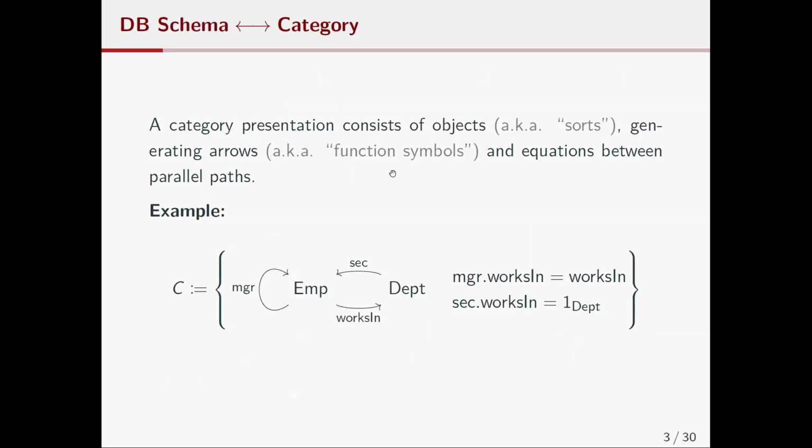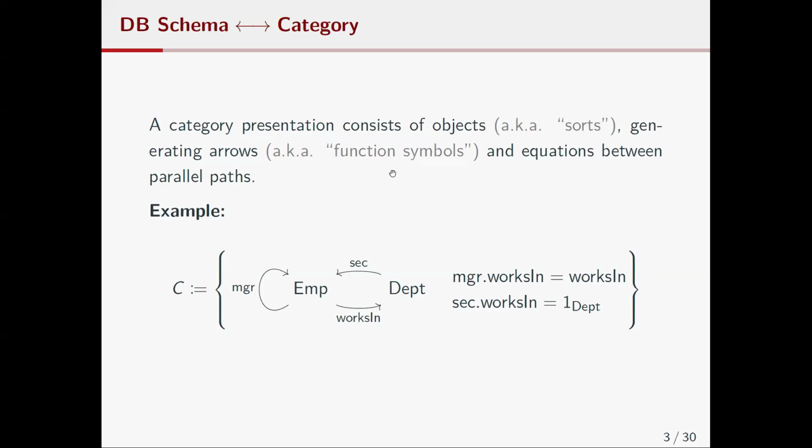A category presentation consists of objects, generating arrows, and equations between parallel paths. And our beloved example, I'm not going to do Stargate, I'm sorry. I'm going to stick with this and unrelated stuff. But yes, these are just suggestively labeled things, right? These are just objects or sorts and generating arrows or function symbols in logical jargon. And we have some equations.